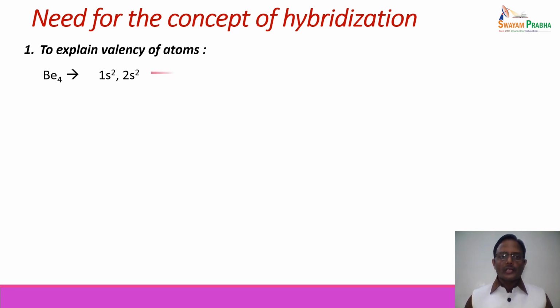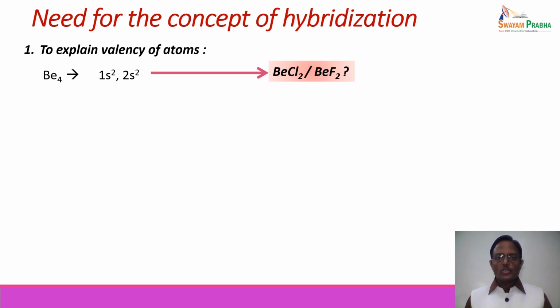But it is observed that this beryllium can easily form various molecules like BeCl2, BeF2, where it is showing valency 2. It means that it is showing divalency, meaning that it has two unpaired electrons. How these molecules are formed cannot be explained unless and until we consider the concept of hybridization.